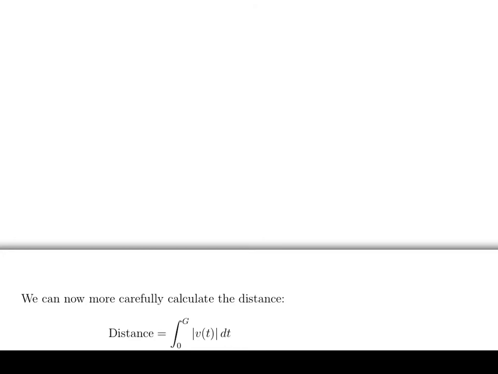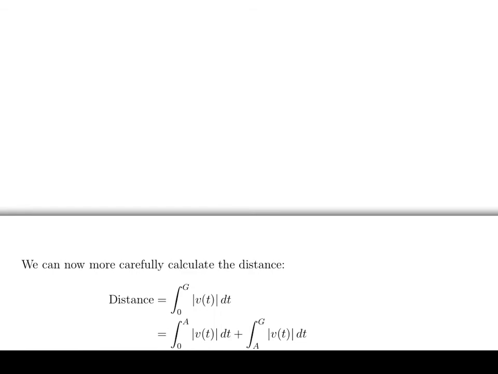Okay, so now we can calculate the distance traveled. We've discussed this, that the distance is equal to the integral from 0 to g of the absolute value of v of t. Now we're going to break this up into two integrals: the integral from 0 to a and the integral from a to g. The reason we're breaking that up is because that's the time at which the rock stops going up and starts going back down. We have to get rid of this absolute value in the integral before we can proceed, and breaking it up at this point will help us in that regard.